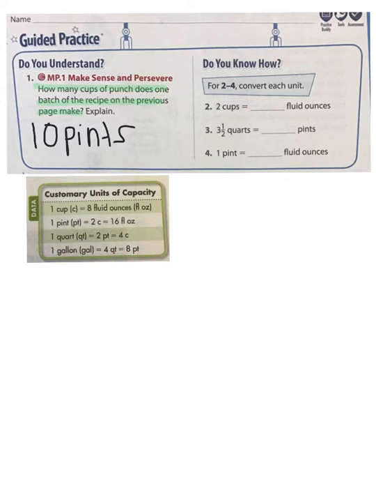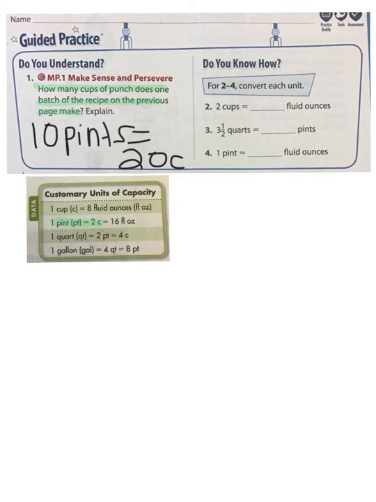So we want to know how many cups that is going to equal. Well, since there are 2 cups in 1 pint, all I have to do is multiply 2 times 10. And I can see right here that 1 pint equals 2 cups. So 2 times 10 would be 20, so it would equal 20 cups.